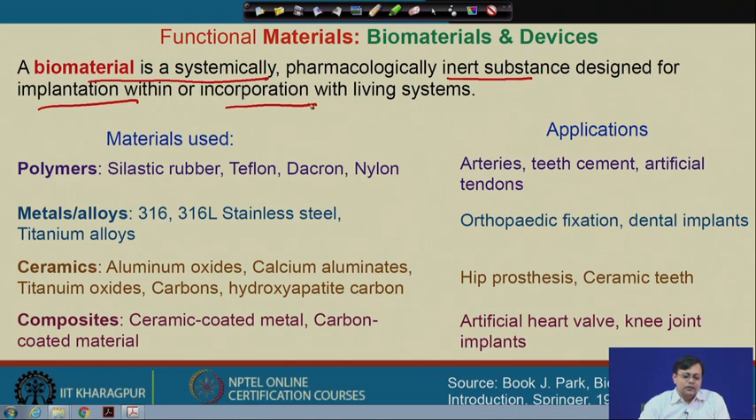Usually several materials are used, which are also under development and also presently used for several purposes. As polymer materials, rubber, Teflon, Dacron, and nylon are all often used. At the same time, stainless steels are very often used as implant material, like 316, which is one grade of stainless steel, or low carbon 316L, which is also often used.